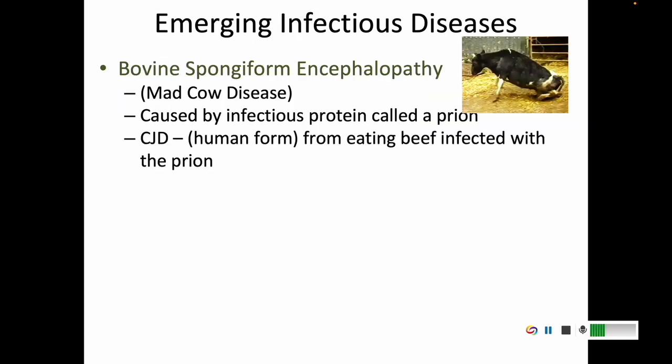Another one is Bovine spongiform encephalopathy. That's a really fun word to say. Some big words here. Bovine means cow. Spongiform, I want you to think of what a sponge looks like. It's got all those holes in it.